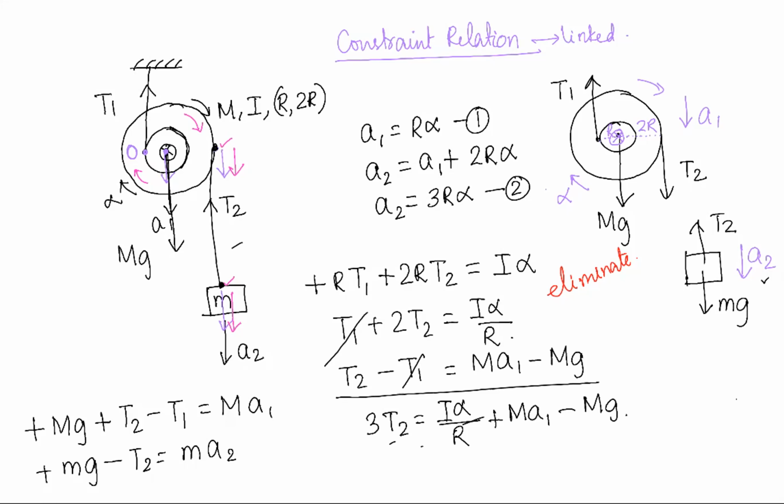Now A2 is equal to 3R alpha and A1 is equal to R alpha. So it looks like A1 is equal to A2 by 3. So let's make that switch. So A1 is equal to A2 divided by 3. How about alpha? Alpha is equal to A2 by 3R. So instead of alpha, जहाँ पे भी alpha है, तो we can just write A2 divided by 3R. So it will become IA2 divided by 3R square.